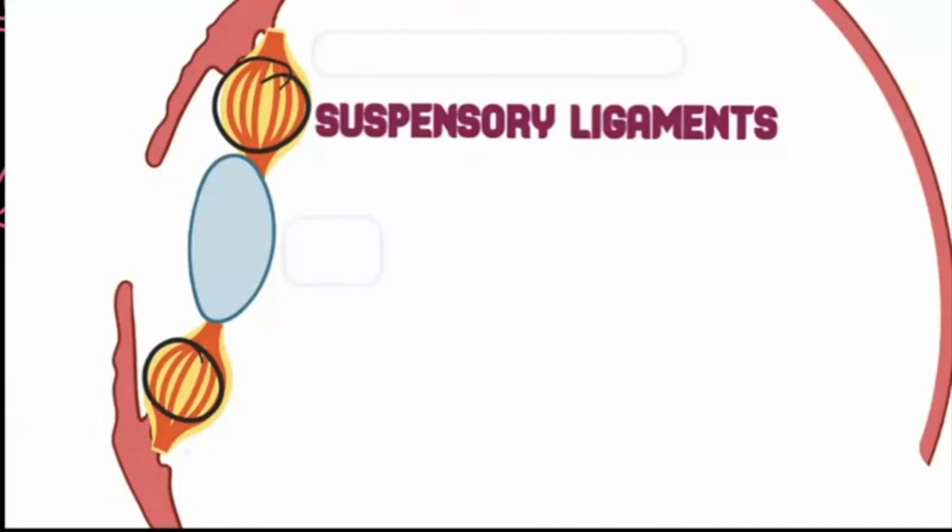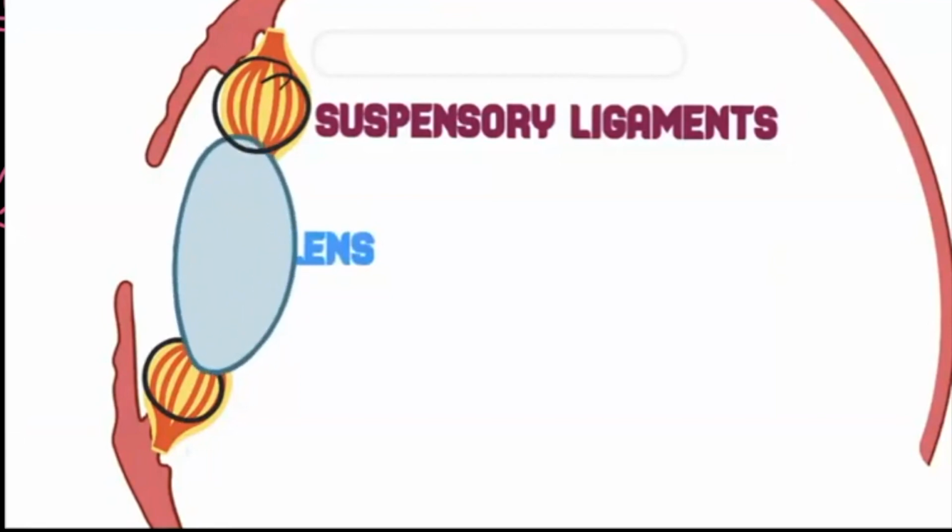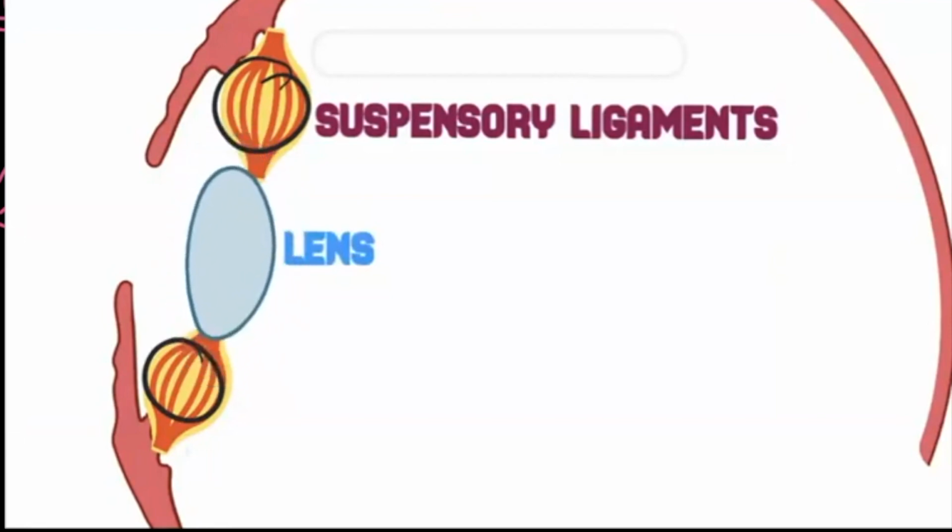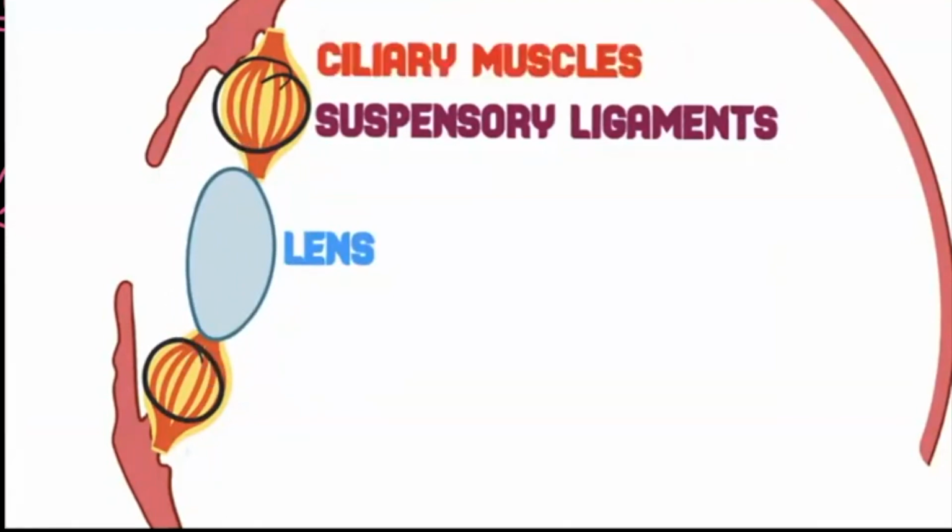Now, to change the thickness of the lens, remember the lens doesn't always have the same thickness. It can get thinner or thicker, based on what you're focusing on. Who's in charge of this? You've got muscles on top and muscles at the bottom. We call either muscle the ciliary muscles. And those ciliary muscles are the ones that control the thickness of your lens, right?